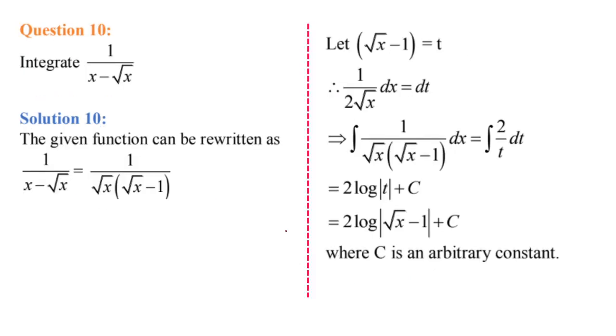Now question number 10, 1 upon x minus under root x. So the given function can be rewritten as, what are we doing? We are taking root x common, so it will become root x times root x minus 1. Now we are assuming root x minus 1 as t. So now let's take the derivative of root x. What is the derivative? 1 upon 2 root x, and dx equal to dt.